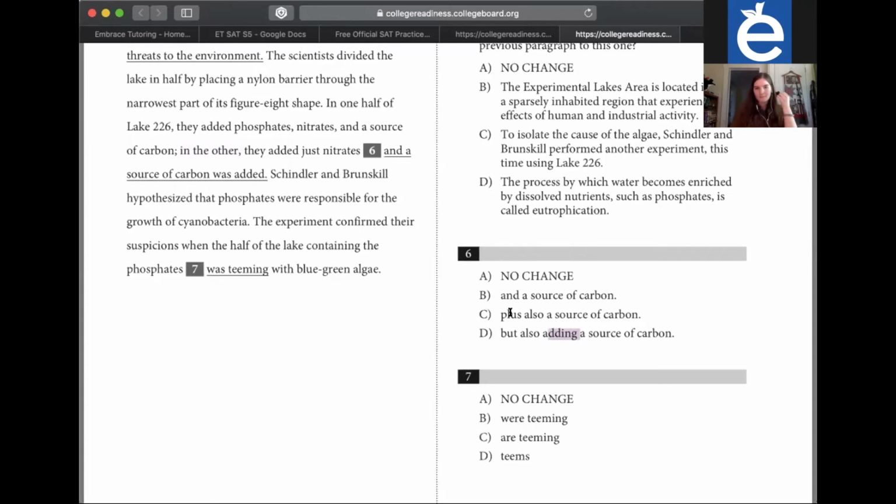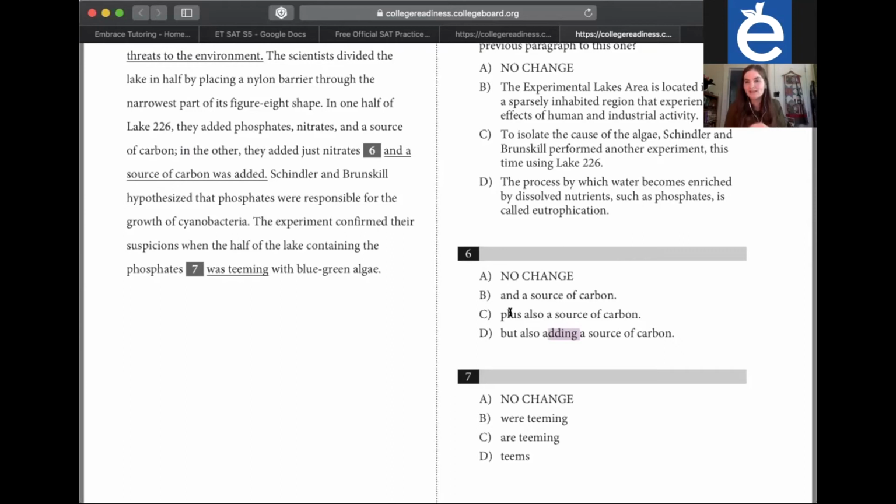Because B, if we read it in context in that sentence, says, in the other, they added just nitrates and a source of carbon. It's clear, it's concise, it is dealing with just the necessary elements you need in order to convey the message that this sentence is trying to convey. If you read it in the broader context of the full sentence, which is the compound complex sentence we have going on here: In one half of Lake 226, they added phosphates, nitrates, and a source of carbon. In the other, they added just nitrates and a source of carbon. It's golden. It's perfect the way that it is, okay?